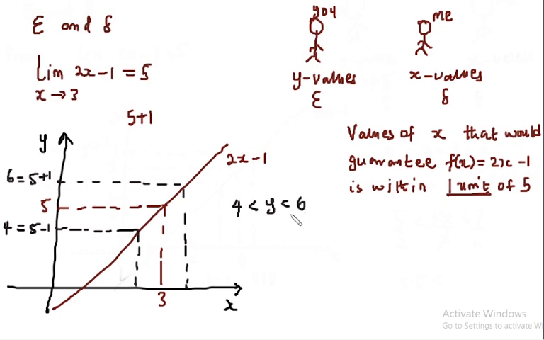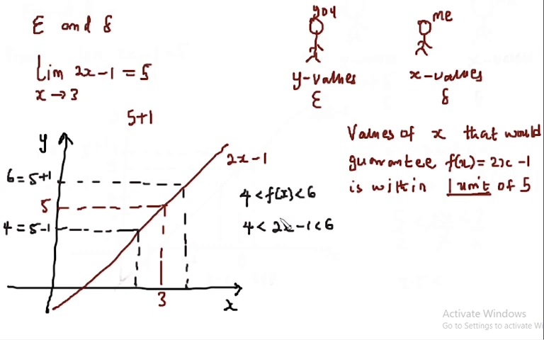So the question is, how do I even find those values of x? Let me do some simple arithmetic. I know that my values of y are already 4 is less than f of x is less than 6. This is my already existing range that you gave to me. To get my value of x, I simply carry this function and put it in here. So this is 4 is less than 2x minus 1 is less than 6.